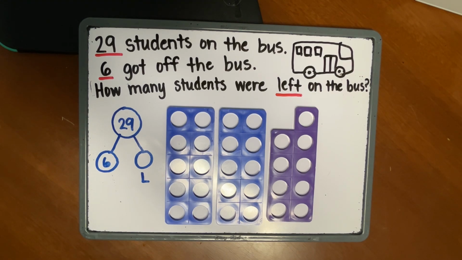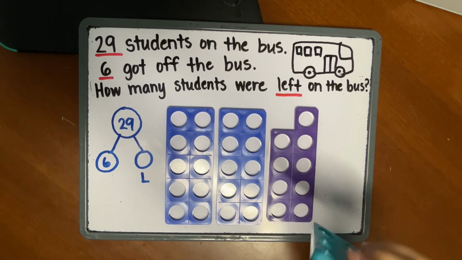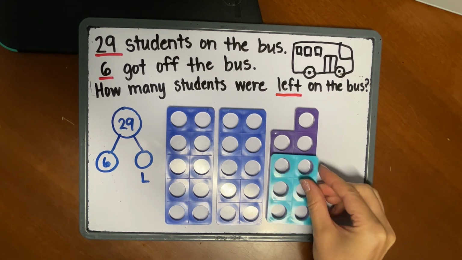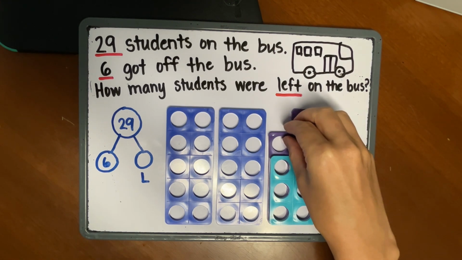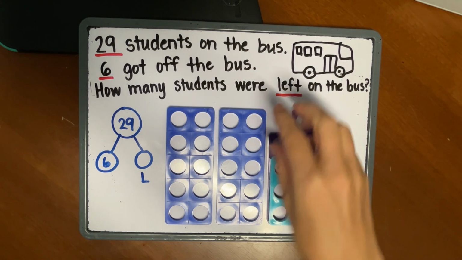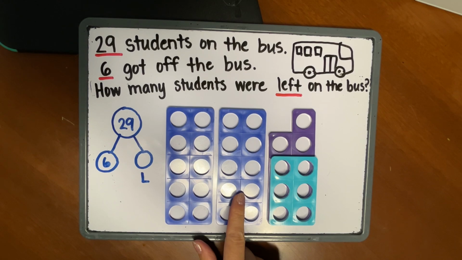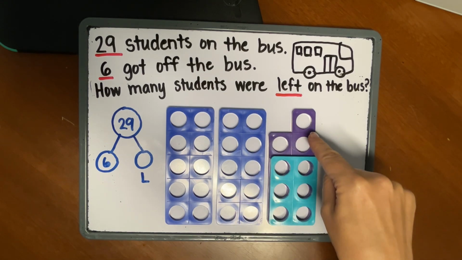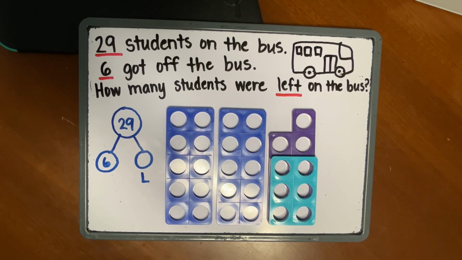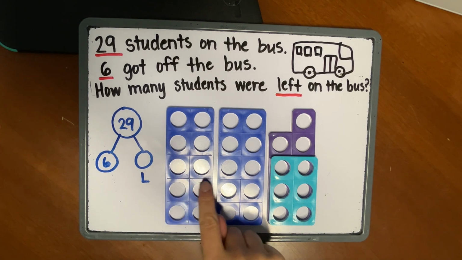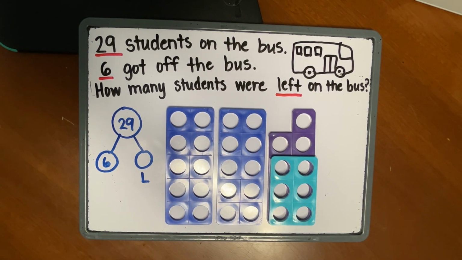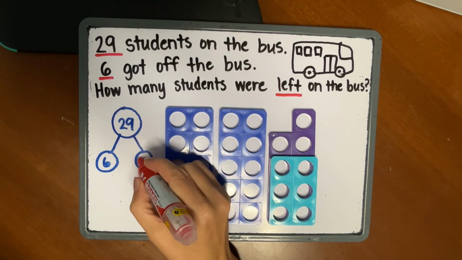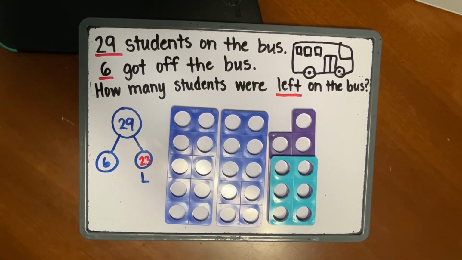What did you discuss? Maybe you talked about how we could put the 6 here and we can see that there's these 3 left and there's still 20 and 3 left. So 23 would be left. That might have been one way you built it.